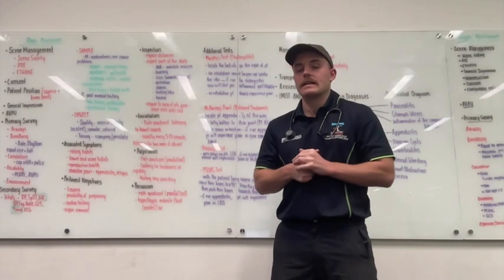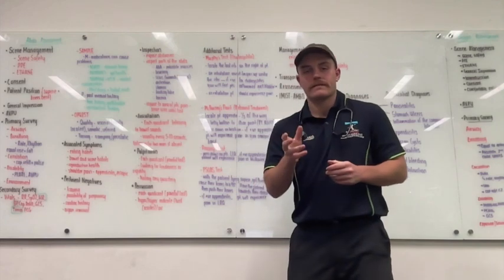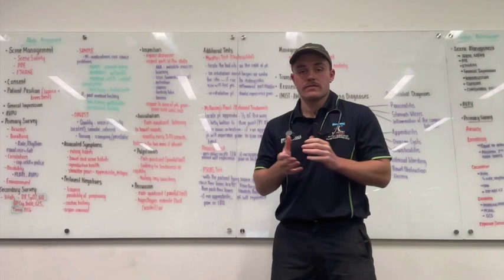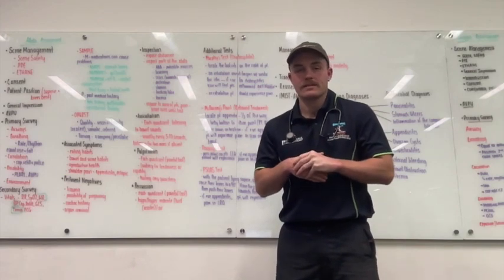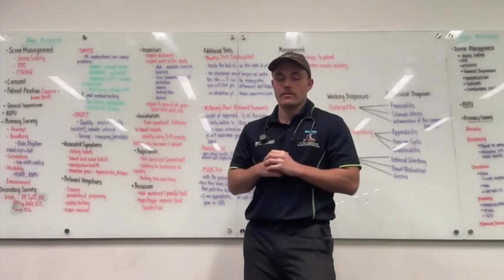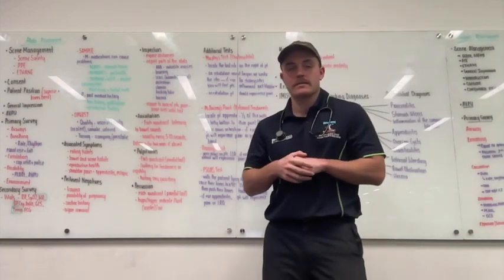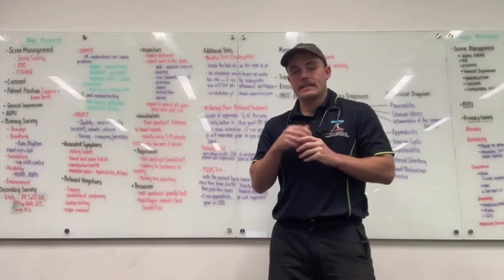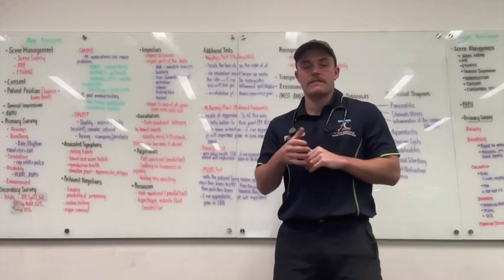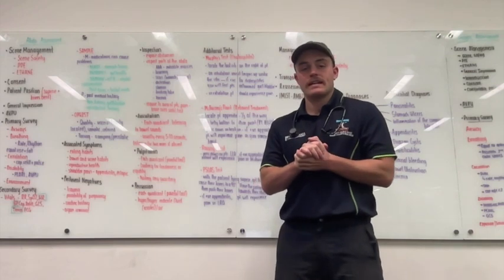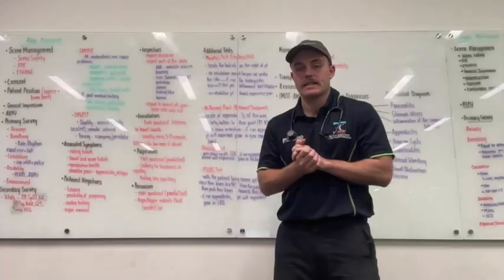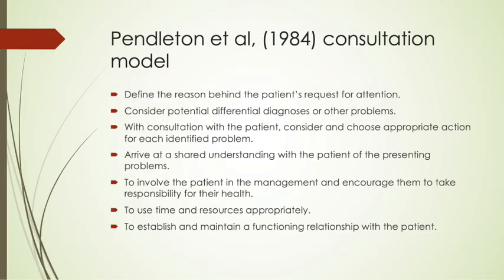Now that we have an understanding of what this case entails and we've got a brief overview of the presentation of our patient, we're going to delve into the models which we're going to employ to assess the patient. Primarily we're going to be working off the Pendleton ETL 1984 consultation model. In conjunction with this model, we're going to be using specific extracts from the Neighbour 1987 consultation model and the Calgary-Cambridge model of 1996.